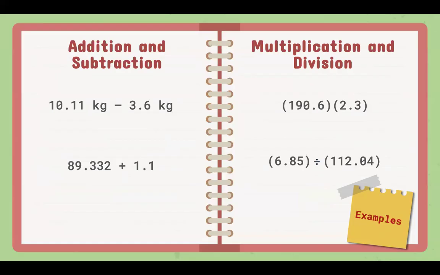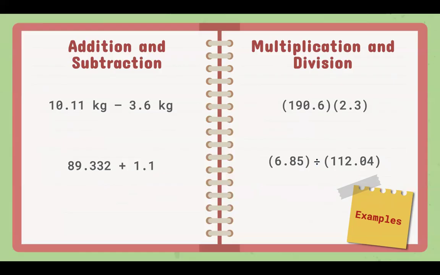So you can freely use your calculators here, but remember that it's not always the whole number you see on your calculator that you will write as your final answer. You have to decide based on the rule. For example, if you put 10.11 minus 3.6, or you can just do it mentally, on your calculator we will have an answer of what? If your answer is 6.51, that's correct on your calculator.